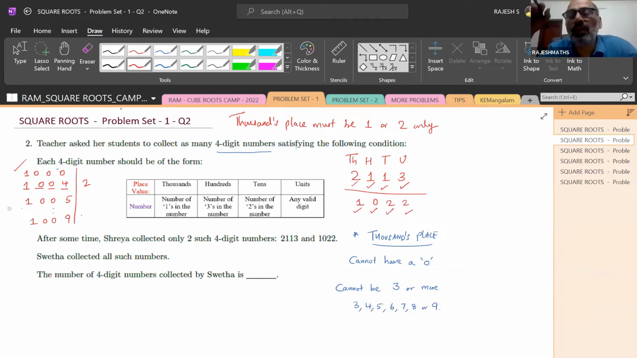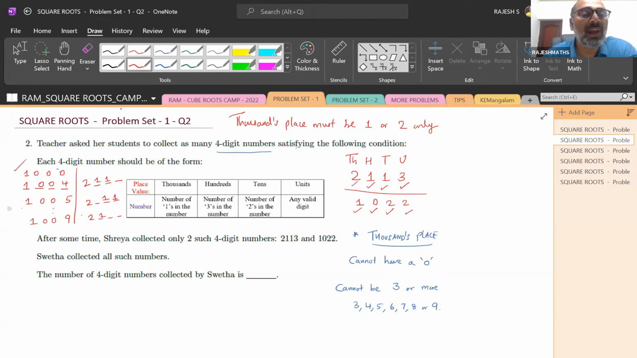101 cannot come. 103 cannot come because with three 2s you don't have space. You need to cut short like that. And then when you start with 2 1s, you need to have 1s. The possibilities are 211 dash, or 2 dash 11, or it can be 2 dash 1 dash 1.